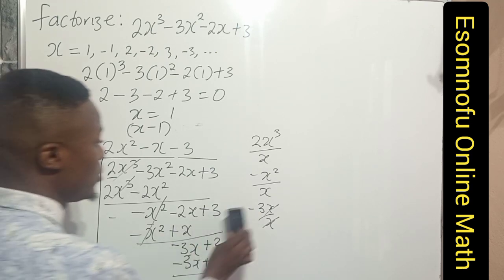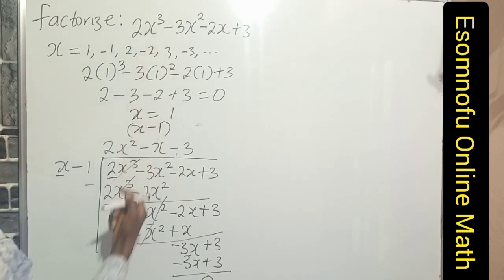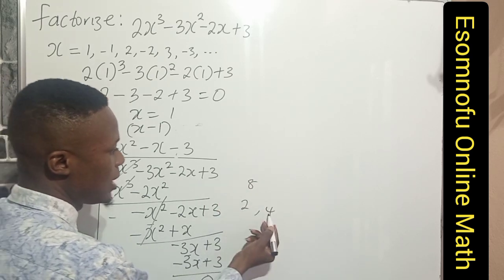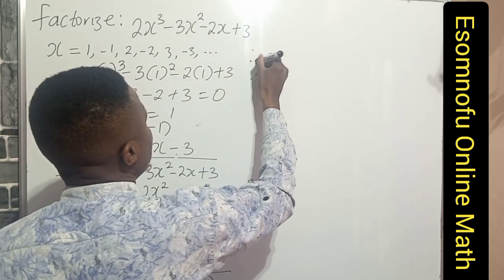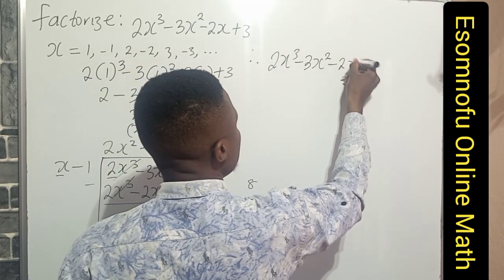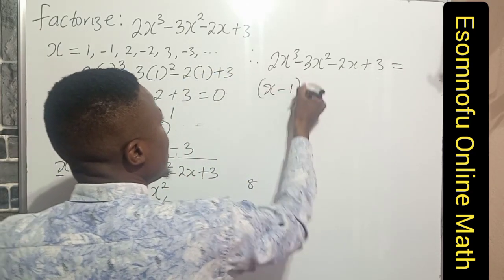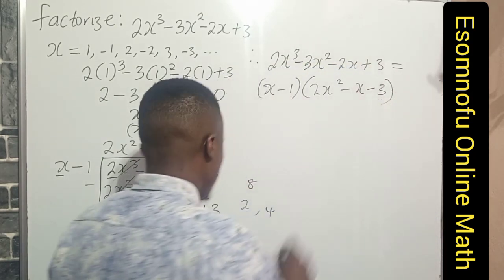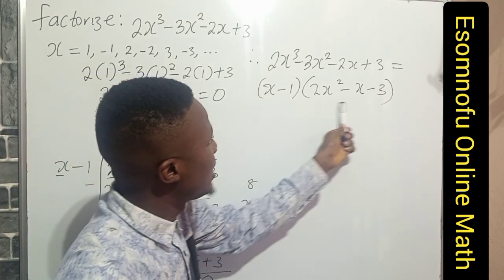Therefore, you shall have that these and these are factors of these, which means like when we have 8 having a factor of 2 and 4, you know that 2 times 4 will give us 8. Therefore, this times this will give us this. So I can write that 2x cubed minus 3x squared minus 2x plus 3 is the same thing as x minus 1 into 2x squared minus x minus 3.